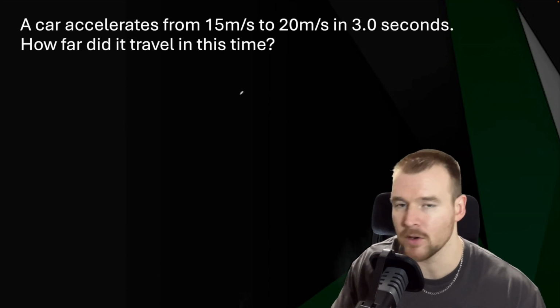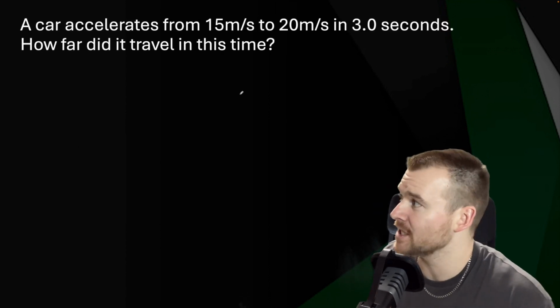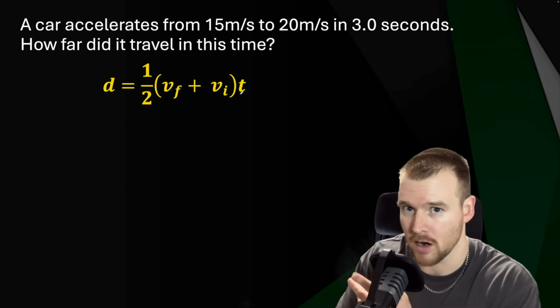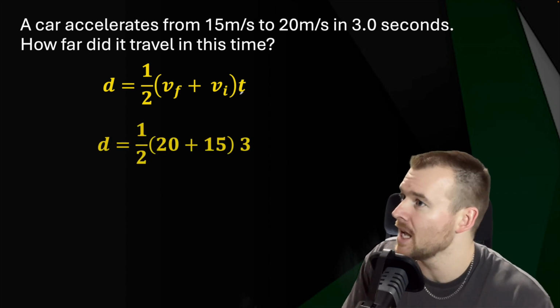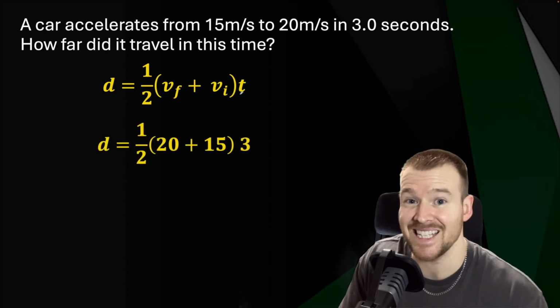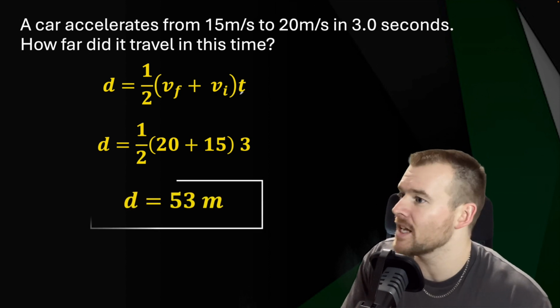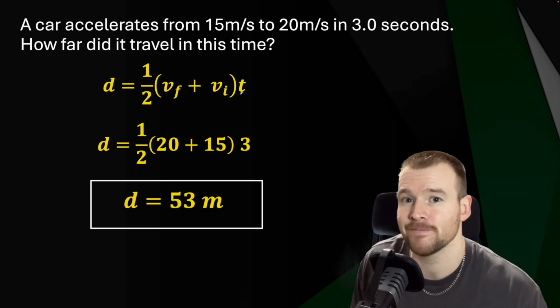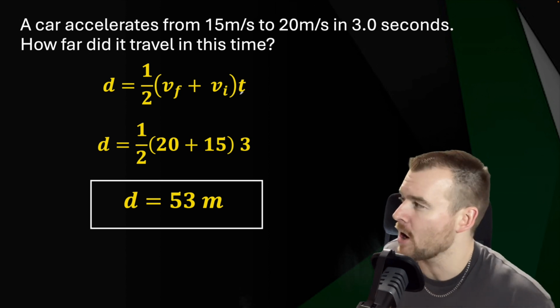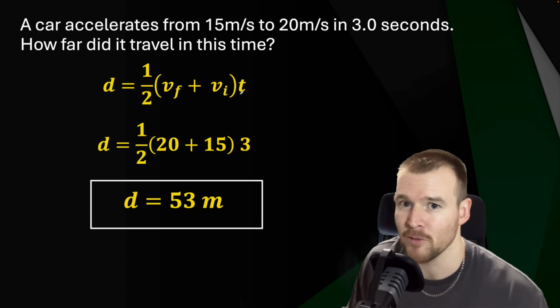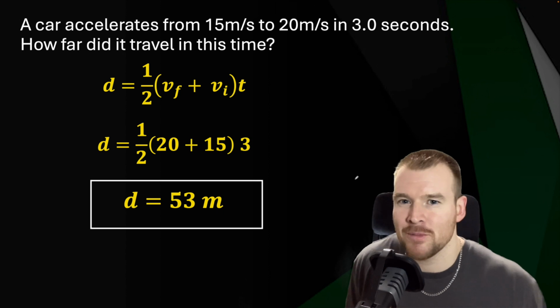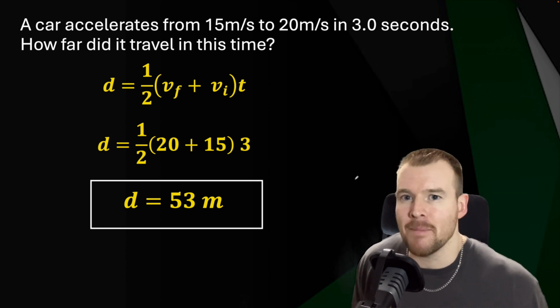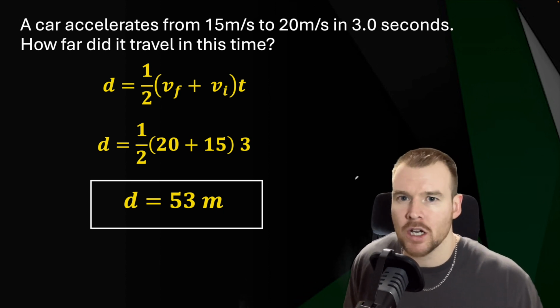Okay, let's take a look how that one would apply here. So how far did it travel in this time? We're going to start with our second acceleration equation, plug in vi, vf, and t for this one, and we get a value of 53 meters. That means during this acceleration, the car's traveled 53 meters down the road. So hopefully from these two examples, you can see plugging into them is not that bad. The challenge is kind of knowing which equation to use.